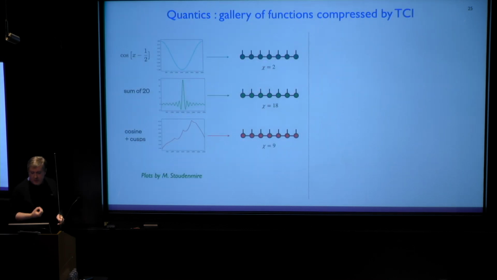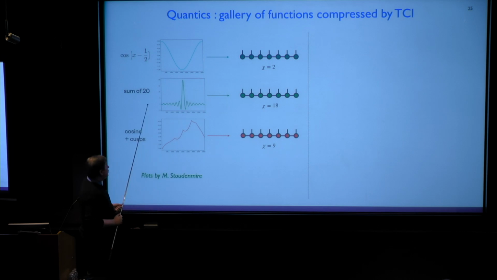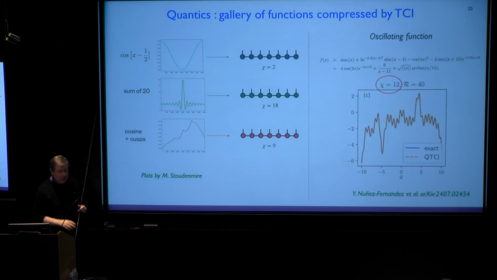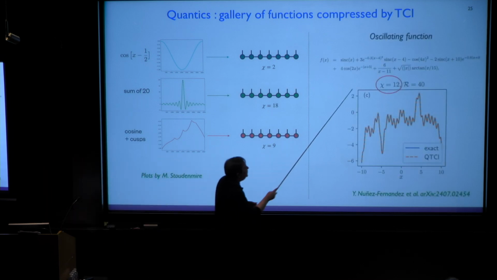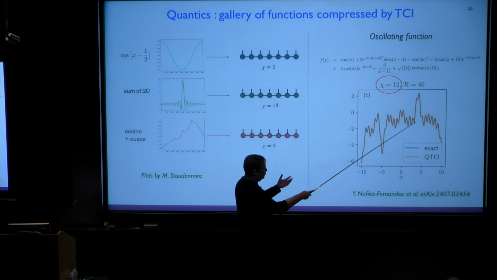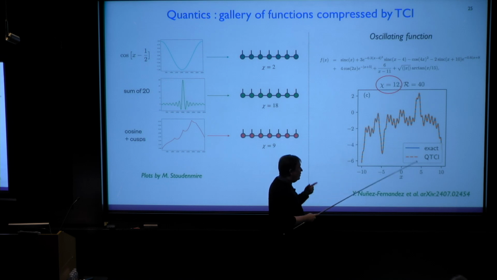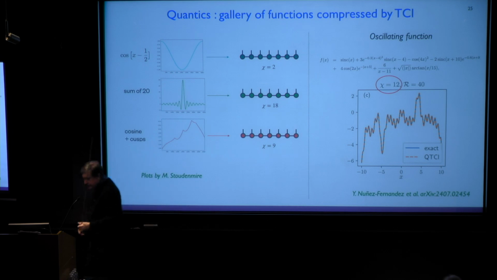TCI is a tool that will help you find the representation of such a function. You can take the function and find the tensor representation. For example, a cosine, that's the sum of two exponentials, rank 2. 20 cosines, rank 18. A cosine plus some cusps, no problem, rank 9. Just showing a few functions. Also, a quite bizarre function. My collaborator just chose this function, which is oscillating quite a lot. It's bad looking. Rank 12. With a rank 12, the algorithm will learn it relatively quickly. You can find that in the papers.